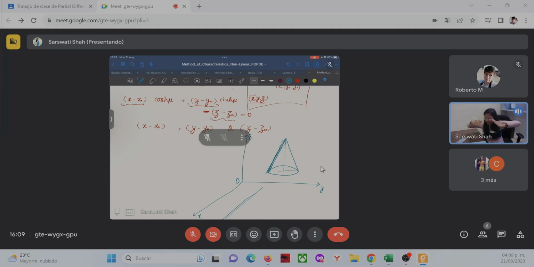On the x-axis, y is 0 and z is 0. So the direction cosine is 1, 0, 0. Are you understanding what I am saying?